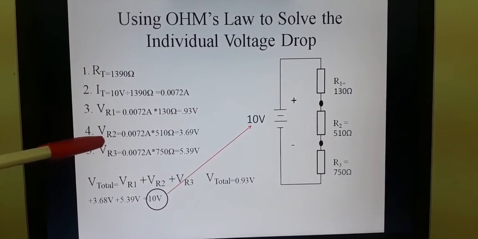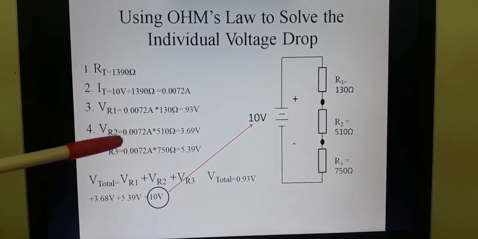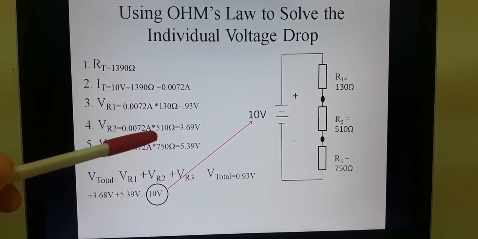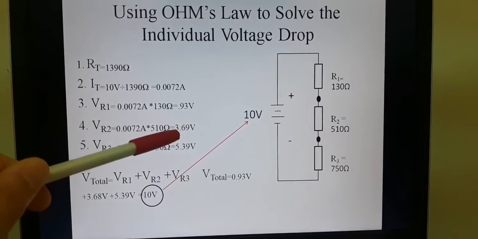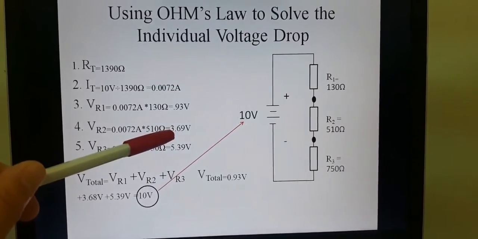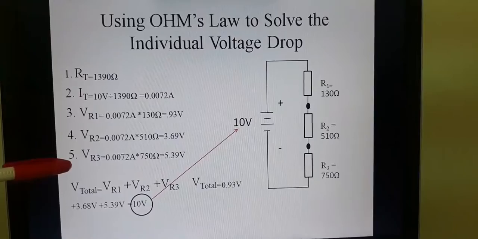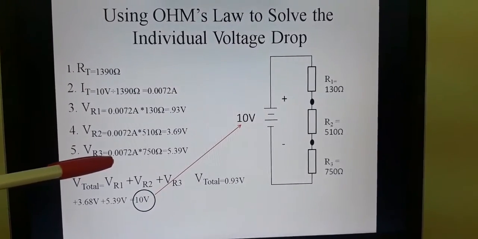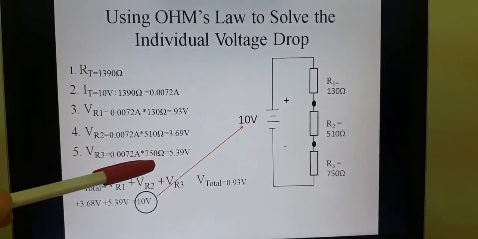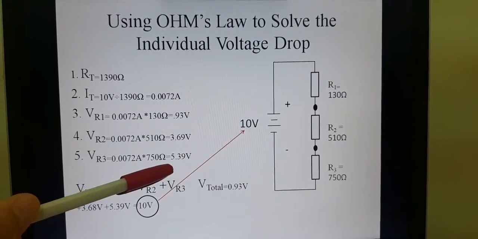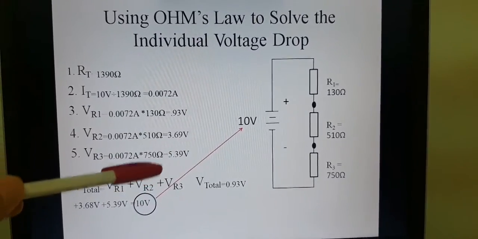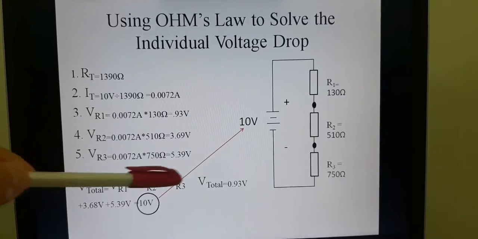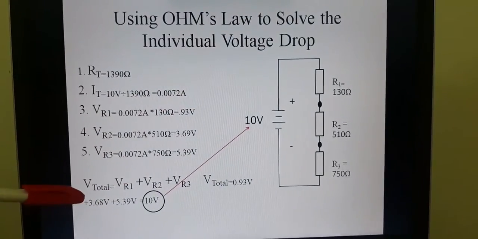Then voltage drop across R2 is equal to 0.0072 ampere times 510 ohms, which is equal to 3.69 volts. And number 5, voltage drop across R3 is equal to 0.0072 ampere times 750 ohms, which is equal to 5.39 volts.